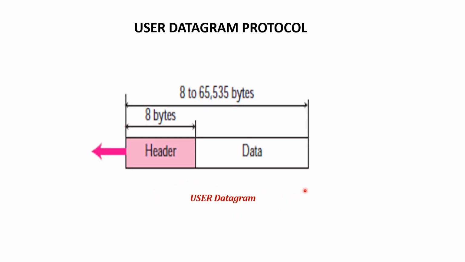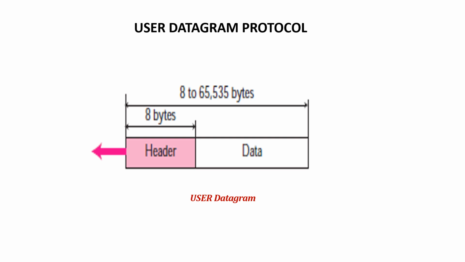A user datagram in UDP is simply a small data packet sent over the internet without any connection setup. It is fast because it skips extra steps like error checking or making sure the data arrives in the correct order. However, this means it is not as reliable as other protocols like TCP.